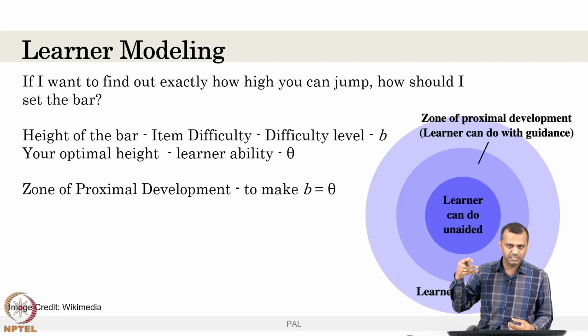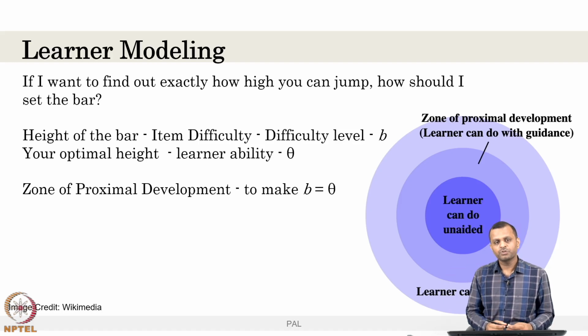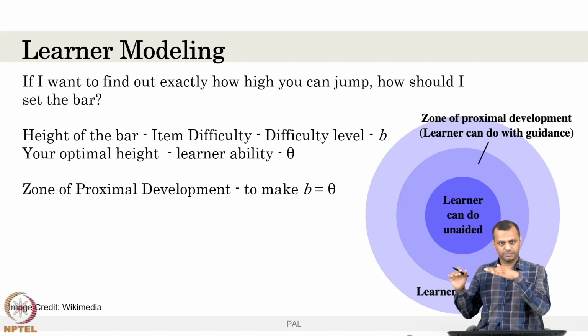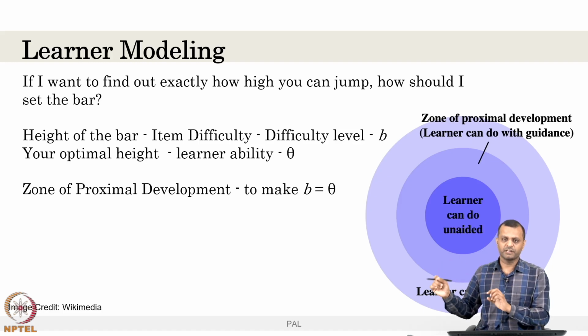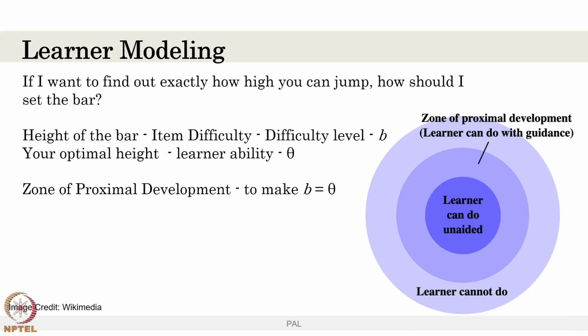So the height is the difficulty level of the question. The ability you have is theta, your ability to jump. The idea is that we need to match the height of the bar with the student's ability, that is, the learner's ability with the question difficulty. How can I match the question's difficulty level with the student's ability? That comes with the zone of proximal development. I think we talked about ZPD a couple of videos ago.